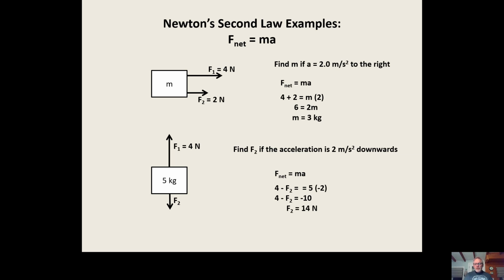I purposefully made F2 shorter than F1 visually just to sort of mess with you. If I wanted to convey the magnitude of the force as the length of the vector, then F2 would have been longer than F1. I'm just messing with you a little bit there to key you in onto what's happening here. The acceleration is down, therefore the net force must be down, so the down force must be bigger than the up force. Okay.